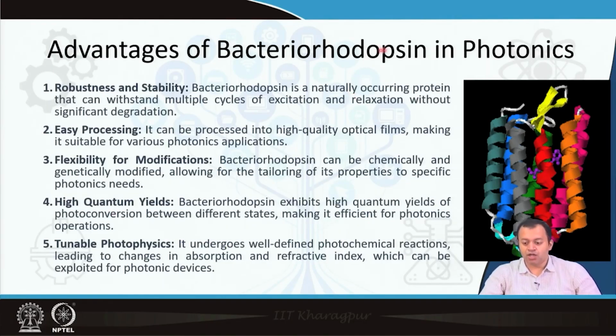There are several advantages of bacteriorhodopsin in photonics. It's robust and stable. It's a naturally occurring protein that can withstand multiple cycles of excitation and relaxation without significant degradation. It's easy to process. It can be processed into high quality optical films, making it suitable for various photonic applications. It's flexible. Bacteriorhodopsin can be chemically and genetically modified, allowing for tailoring of different types of light hitting, producing different types of isomerism. High quantum yield, bacteriorhodopsin exhibits very high efficiency. So, how many photons result in how much amount of isomerism, the efficiency is pretty high. Photo conversion between different states and tunable photophysics.